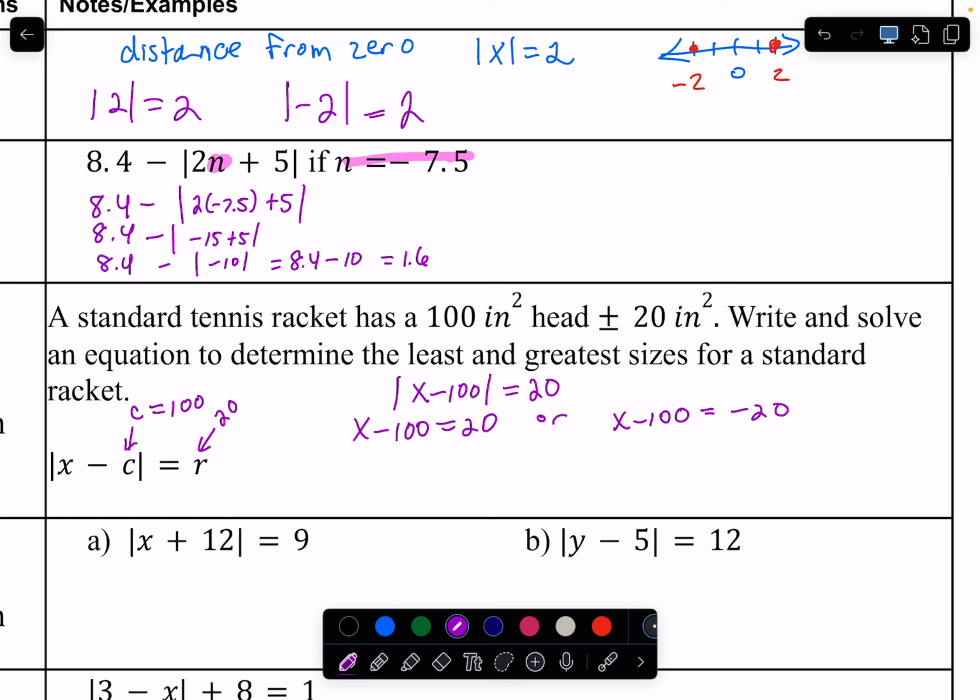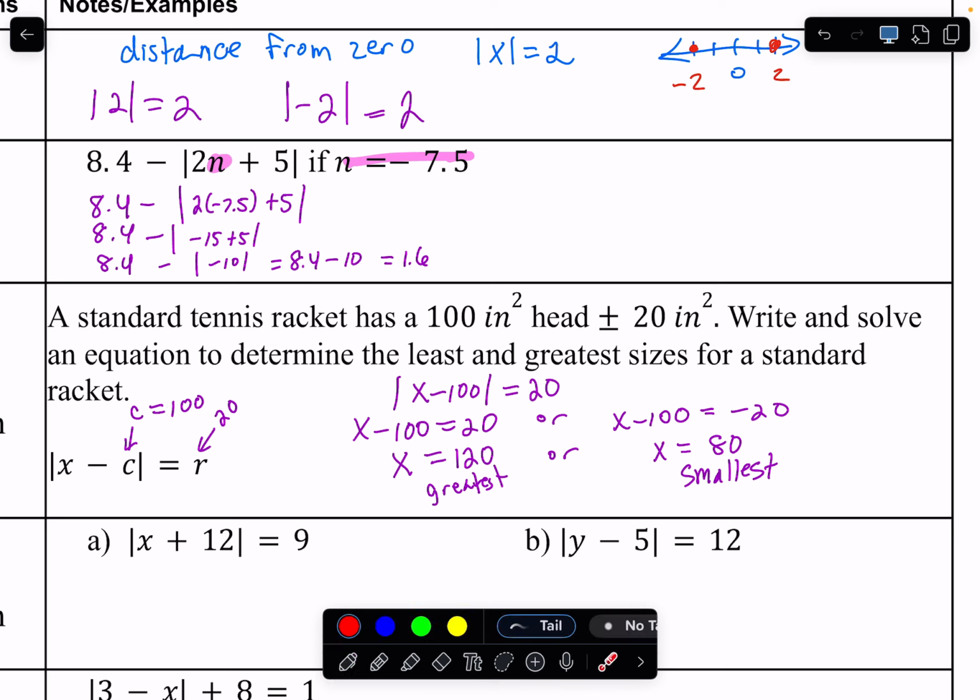So you should expect an absolute value equation will have two solutions. Absolute value inequalities, when we get to those, have kind of two little pieces and parts to it. And then you just solve each one independently. So here, the maximum value, if we add 100 to both sides, is 120. The minimum value, if we add 100 to both sides, is 80. So this is our greatest size to be a standard racket. This is our least, or smallest, to be considered a standard racket.